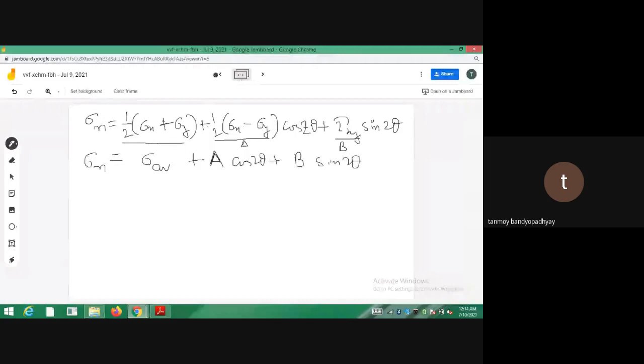So I can write it as sigma n minus sigma average, whole square, that should be equal to something like a cos 2 theta plus b sin 2 theta, whole square. So this is, I am calling it as equation number 1.